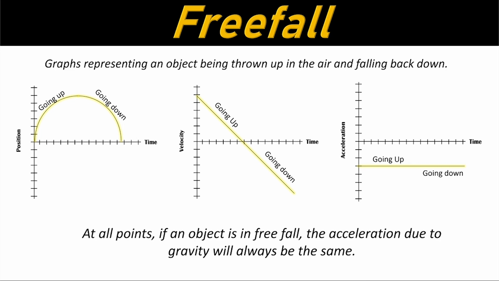And one thing that is true on all of these graphs, at all points, if an object is in free fall, the acceleration due to gravity will always be the same. Its acceleration is not changing, it's staying constant in each one of these situations. Although the position is changing, although the velocity is changing, the acceleration is not changing.